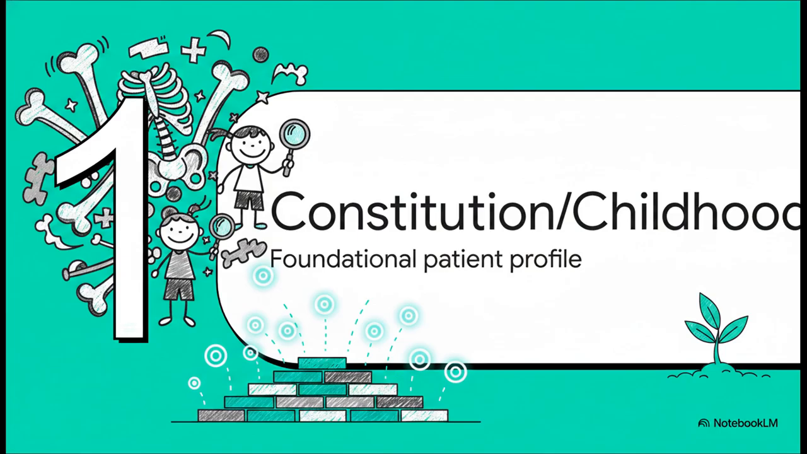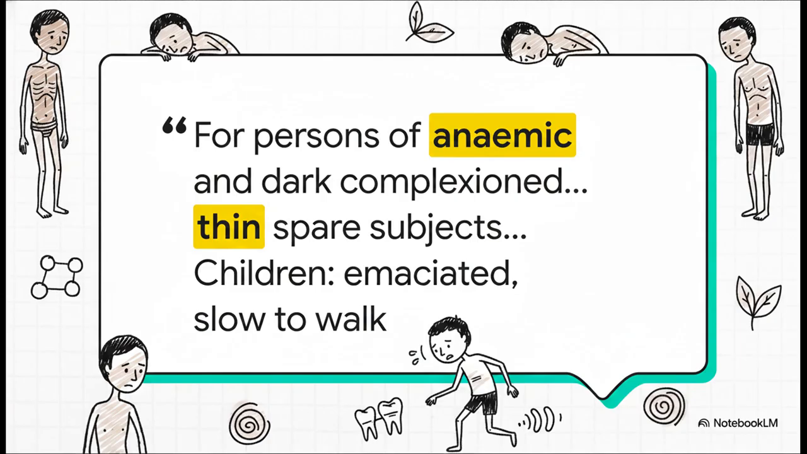Okay, first section, constitution and childhood. So let's start with the absolute basics, the foundational patient profile. You know, if you can really understand how this remedy looks in early life, you've pretty much grasped its core action. It's that important. Okay, so let's look at the direct words from Allen's keynotes right here. What you'll notice immediately is the picture he paints. Anemic, dark-complexioned people, and they're specifically thin or spare, not fat.